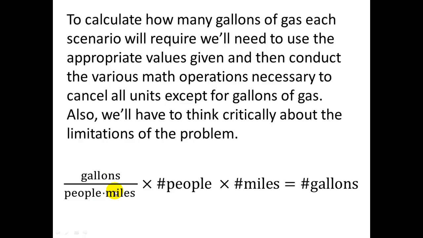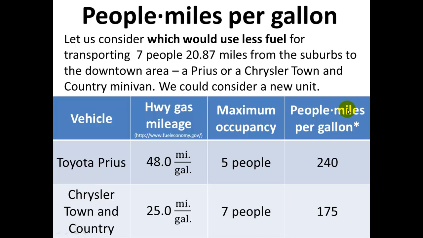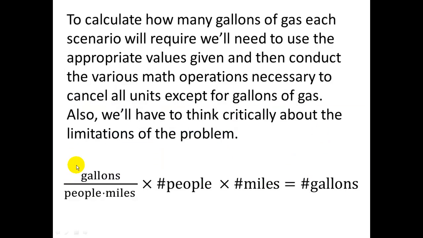Now look, that might look funny. I was saying people miles per gallon. I was saying the inverse of this fraction, the inverse of these units previously, right? People miles per gallon. And down here we're seeing gallons per people mile. Why did I flip that? I flipped it because I must come out in gallons down here, so gallons have to be in the numerator, and that will help cancel people and miles out of the equation. So this is where dimensional analysis comes in.